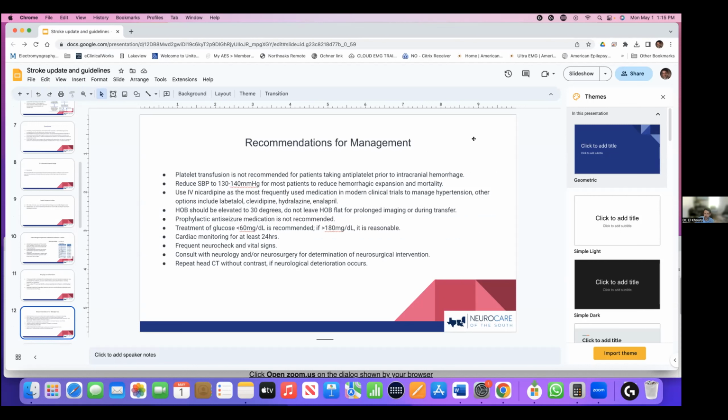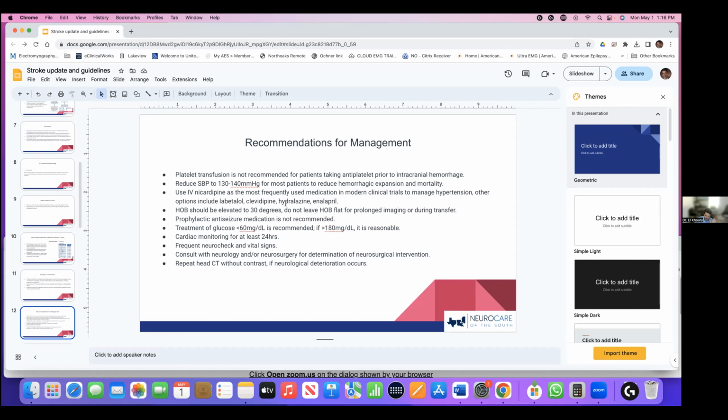Recommendations for management: we don't recommend platelet transfusion unless the patient has low platelets. If it comes in with, let's say, a platelet level of 40, 50, then we recommend transfusion. Reduce blood pressure as much as possible. Obviously, don't drop it very quickly, but the target should be between 130 to 140 systolic to decrease the risk of expansion that's associated with high mortality. IV nicardipine is the most frequently used. Other options: labetalol, hydralazine, and enalapril.